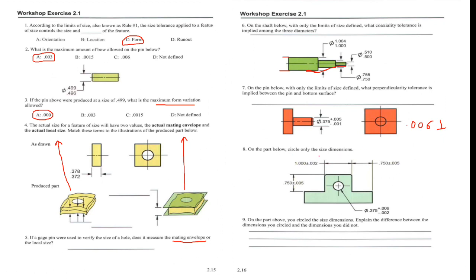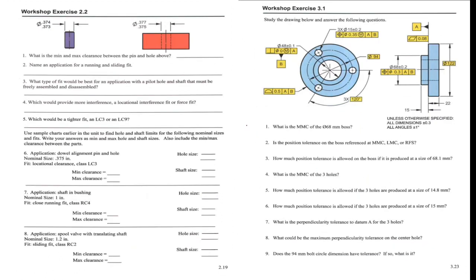Then here, circle the size dimensions. So this is my size dimension, and this diameter is my size dimension. And why I circle these dimensions as my size dimensions is because size dimensions are those dimensions that we could measure directly with instruments like vernier caliper, micrometers, and bore gauge. We can measure these directly, and these dimensions we cannot measure directly, these ones and these ones. So these are the size dimensions.